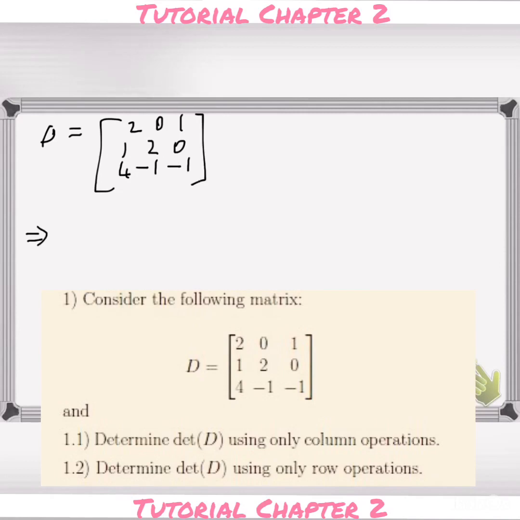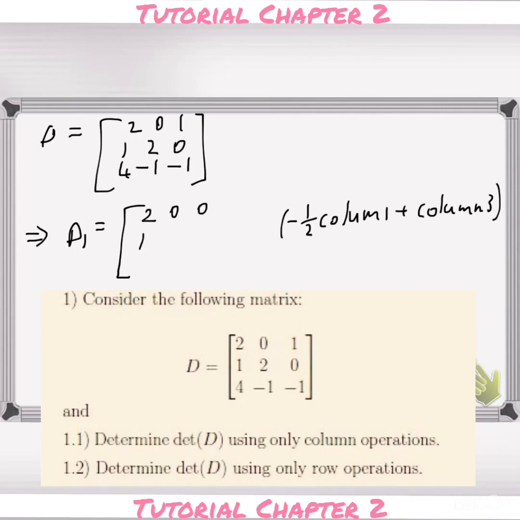Okay, now we can go from D to a matrix D1 by doing something to D. And I'm only allowed to manipulate the columns because that's what the question asks. So I'm going to take minus half times column 1, and I'm going to add that to column 3. And that's going to create the matrix D1.